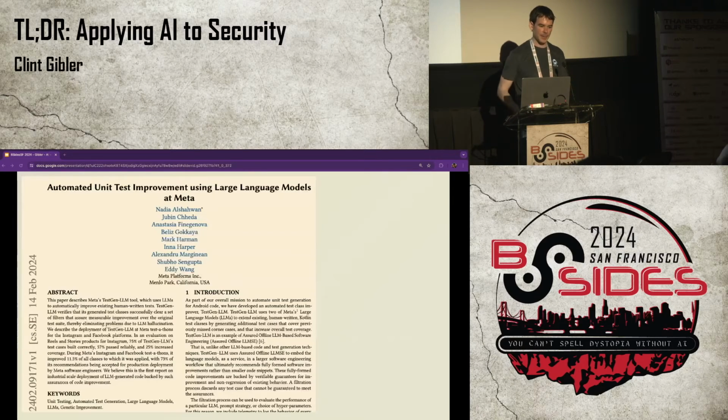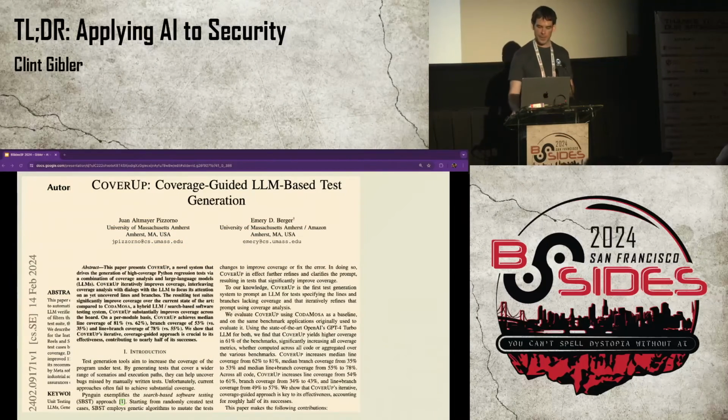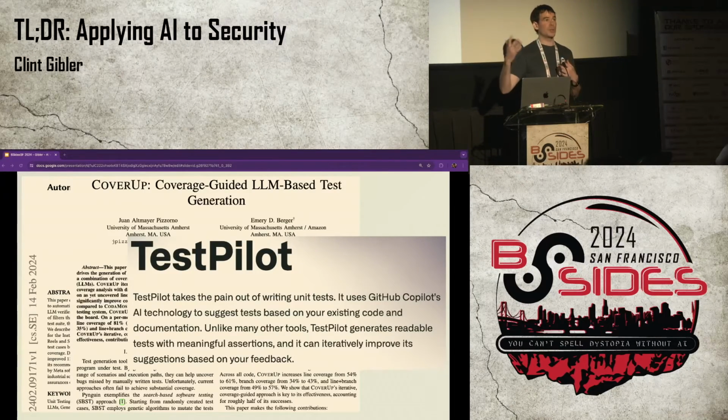Okay, next topic. There's been a lot of work in using LLMs for automatically writing unit tests. This is a paper from Meta. This is another paper. And there are also many open source tools like TestPilot. I think there's a number of commercial companies that are maybe trying to do this as well.